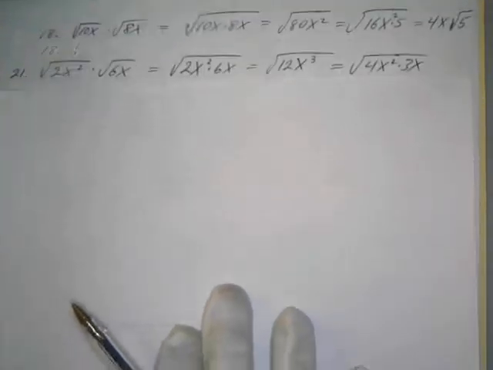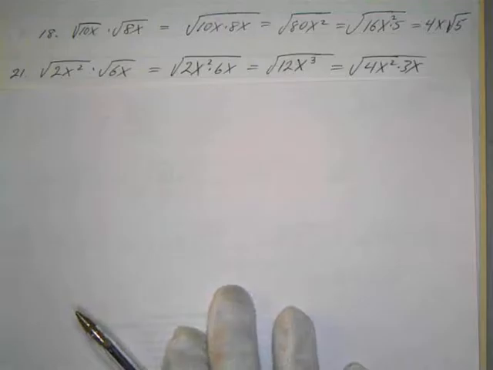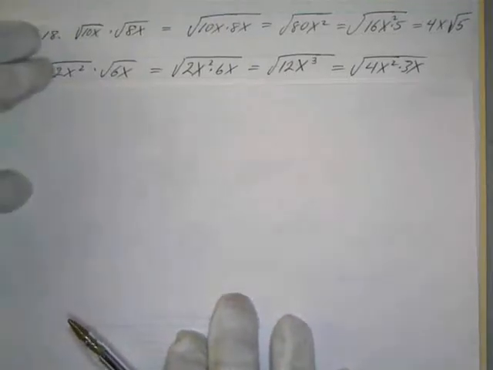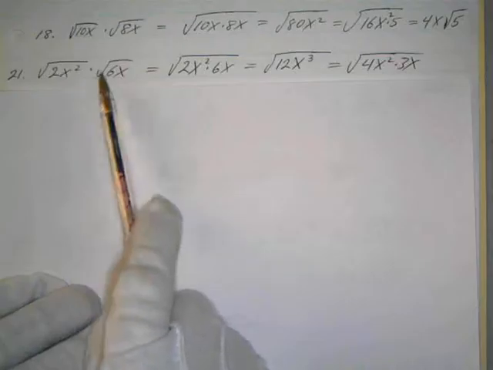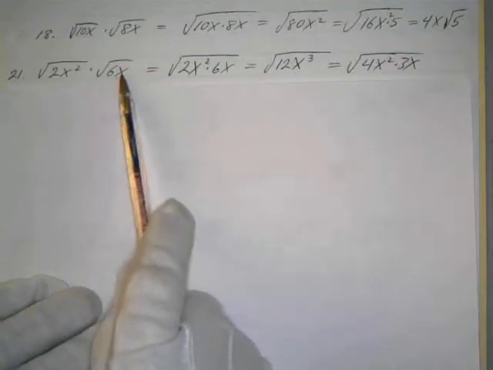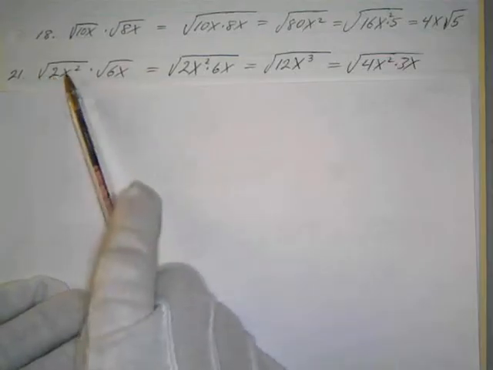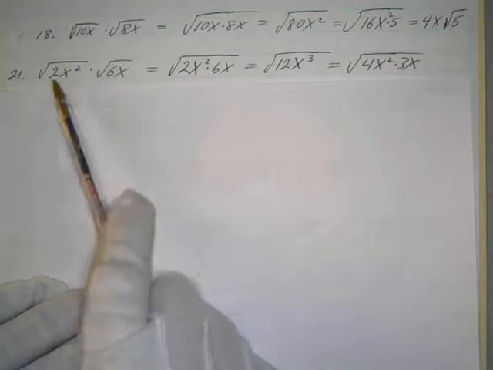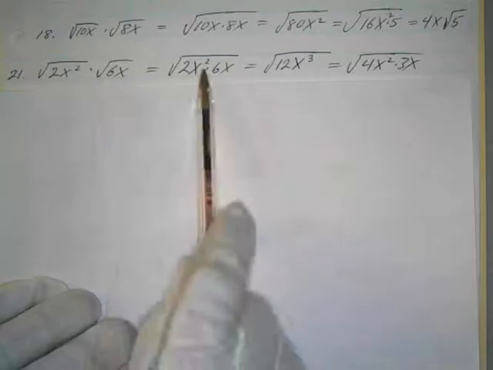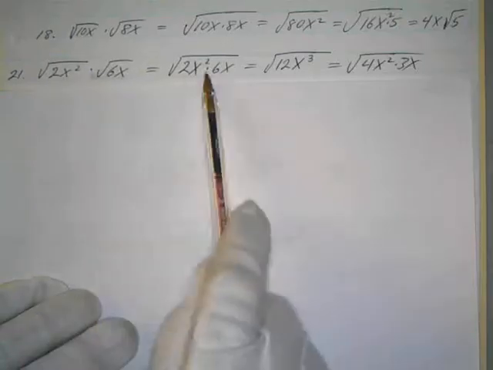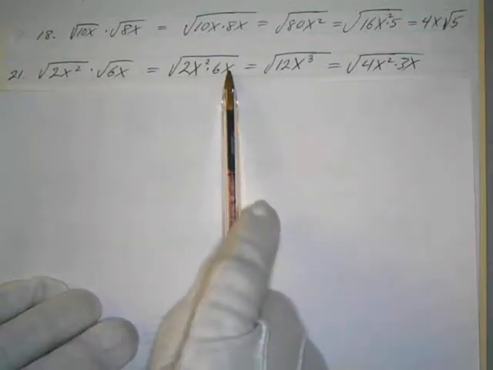Okay, here's number 21. In the same respect, I've got the square root of 2x squared times the square root of 6x. So this would simplify, but I can combine these anyway and then simplify it later. So I got 2 times 6 is 12. So I just wrote it out. Remember, the product of the square roots is the square root of the product, so I put them all together.